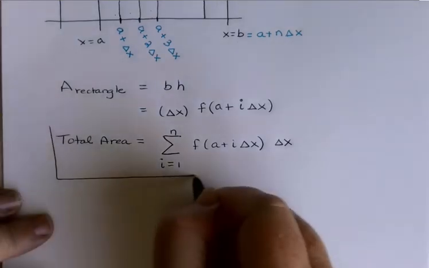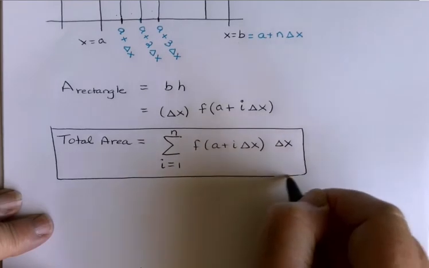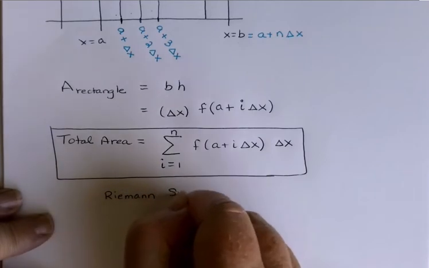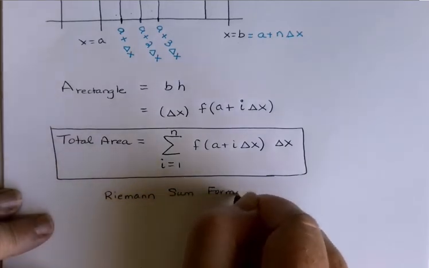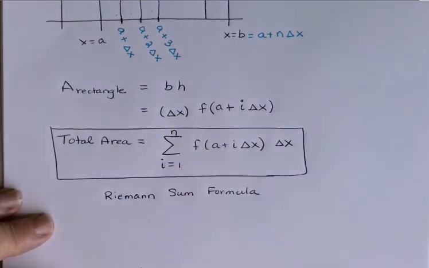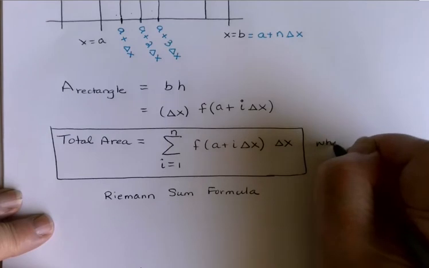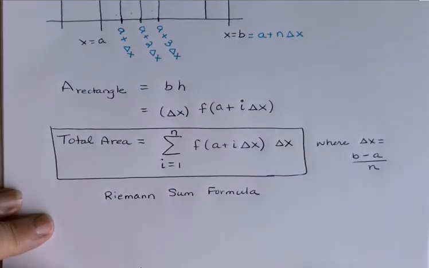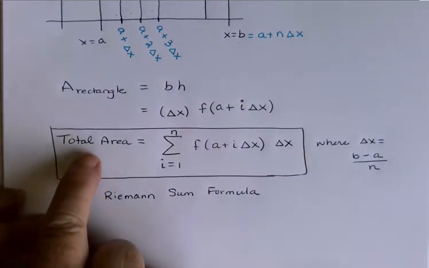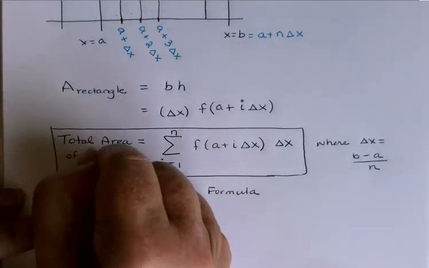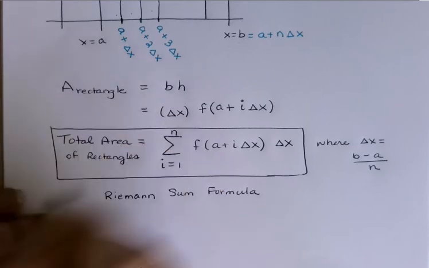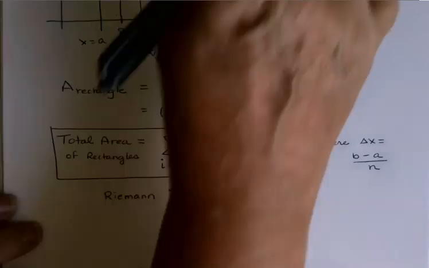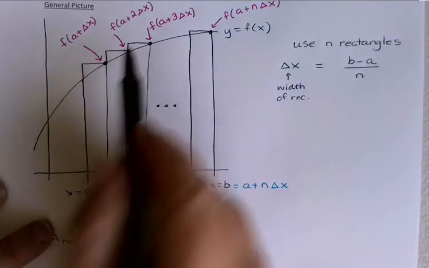This formula is the formula for the Riemann sum. Provided, again, just as a reminder, we had this up at the top, the delta x was b minus a over n. And again, this is the total area of all the rectangles. It's used as an approximation for the area under the curve, but since I used upper sums, I know that my approximation is actually going to be just a little bit too big, right?